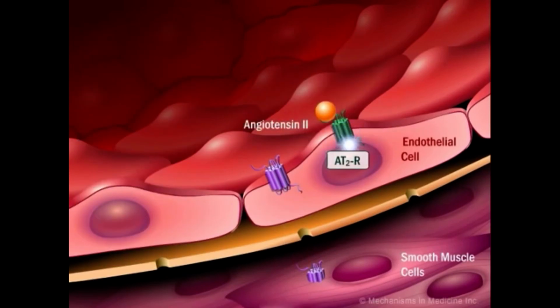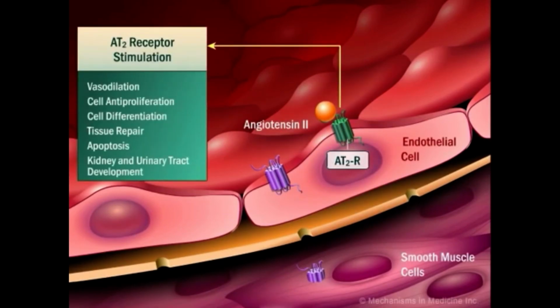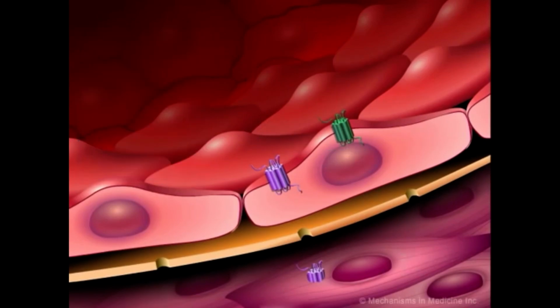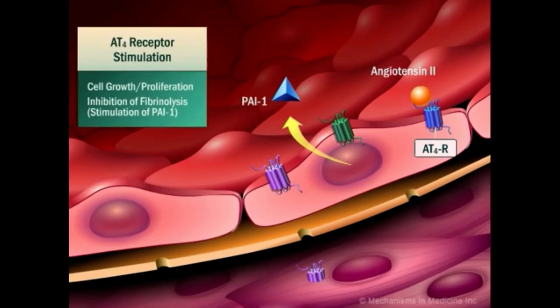Angiotensin 2 type 2 receptors can be found in low levels mainly in the uterus, adrenal, central nervous system, heart, and kidney. AT2 receptors appear to counteract the effects of AT1 receptor stimulation. Another angiotensin 2 type receptor is the AT4 receptor. Its stimulation may increase synthesis of the natural inhibitor of TPA called PAI-1, thereby reducing effective fibrinolysis. Stimulation of AT4 receptor appears also to promote cell growth and proliferation.